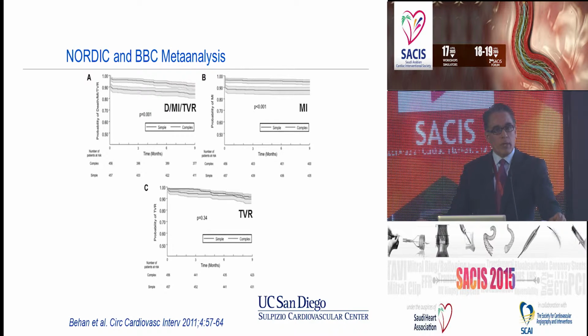The data from the Nordic and the British study were put together at the individual patient level for this meta-analysis. And in this meta-analysis from these two trials, you can see that death, MI and target vessel revascularization at follow-up is lower or superior with the single stent and provisional approach versus the planned two-stent approach. The difference is driven primarily by procedure-related myocardial infarction, and as you can see at the bottom, the target vessel revascularization with both strategies is the same.